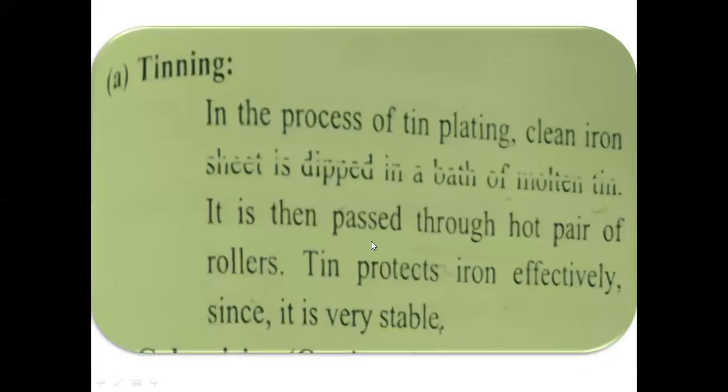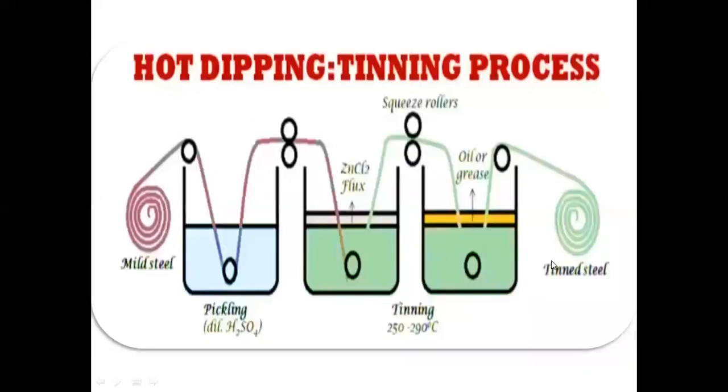What is tinning? In the process of tin plating, a clean iron sheet is dipped in a bath of molten tin. It is then passed through a hot pair of rollers. Tin protects iron effectively since it is very stable. You can see in this image, starting from the left side, first the mild steel is dipped in dilute sulfuric acid, which acts as a pickling, removing the rust or the corroded parts from the steel and cleaning it.